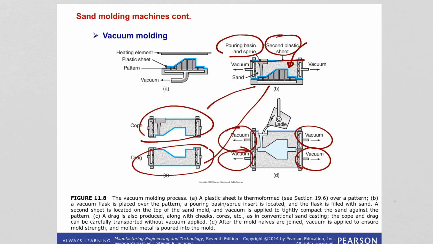But the mold is under vacuum, not the casting cavity. And when the hot metal has solidified, then the vacuum is turned off, the sand falls away, releasing the casting. So that vacuum is holding the sand together in place.